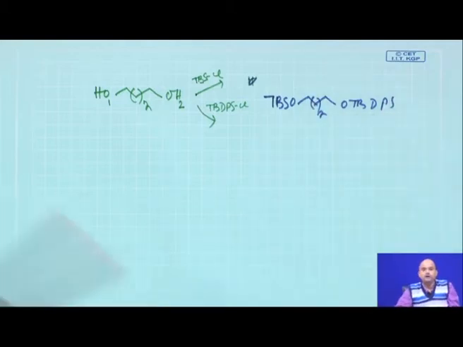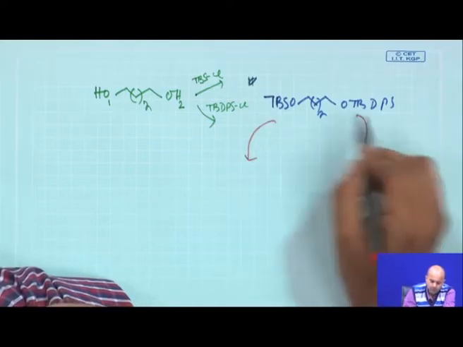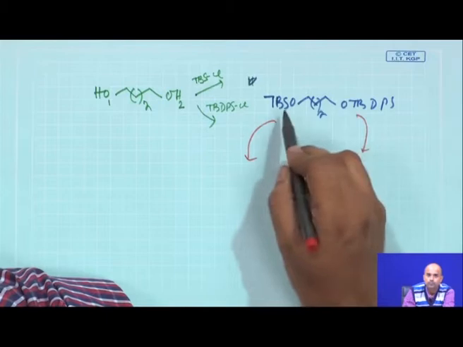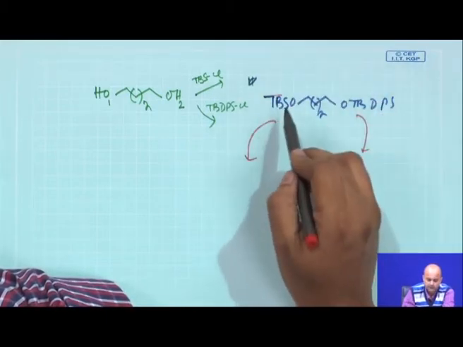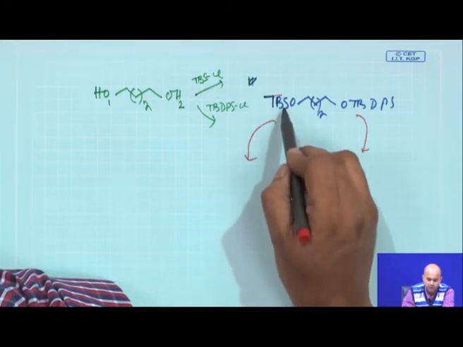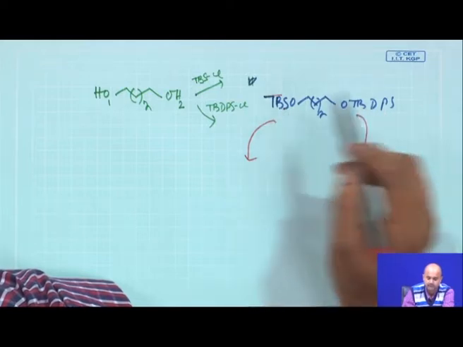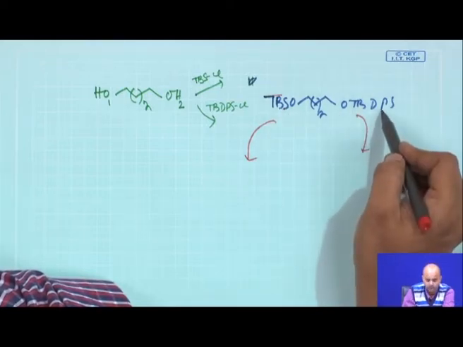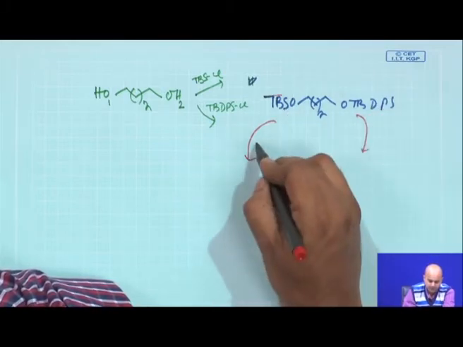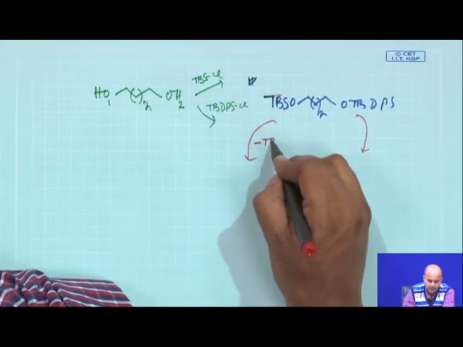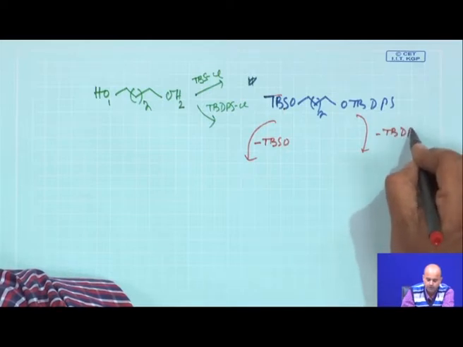Now, we will explain the concept of orthogonality. I said we will be using both protecting groups for our next FGI. We need to first remove TBS in the presence of TBDPS and do an FGI here, then remove TBDPS in the presence of TBS and do an FGI here. So, you basically need a selective TBS deprotection method and a selective TBDPS deprotection method.